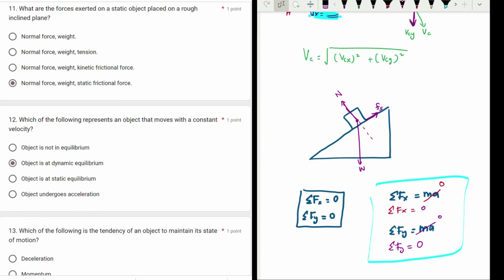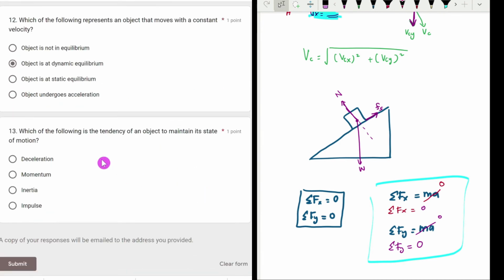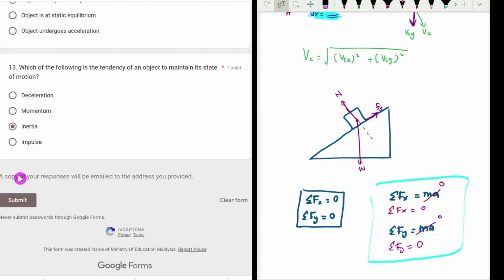And the last one, which of the following is the tendency of an object to maintain its state of motion? Okay, so antara keempat ni, deceleration, momentum, inertia, impulse. Okay, tendency of an object to maintain its state of motion referring to inertia. Okay, so let's submit the answers.